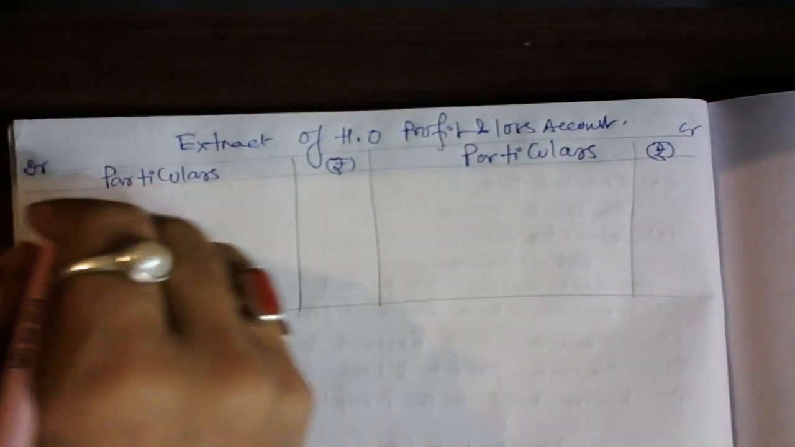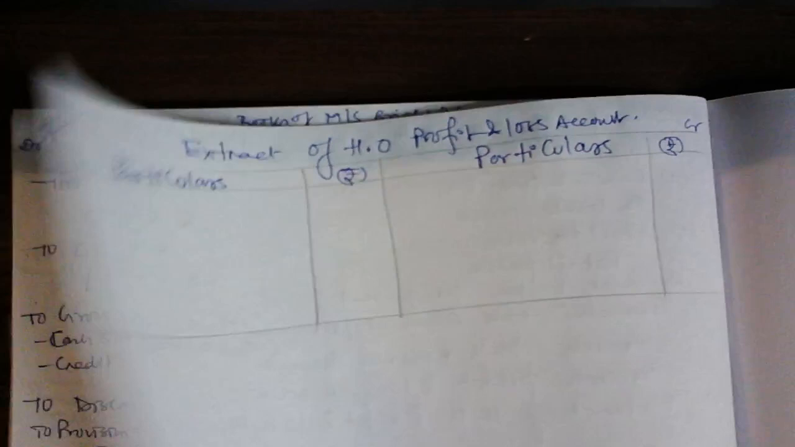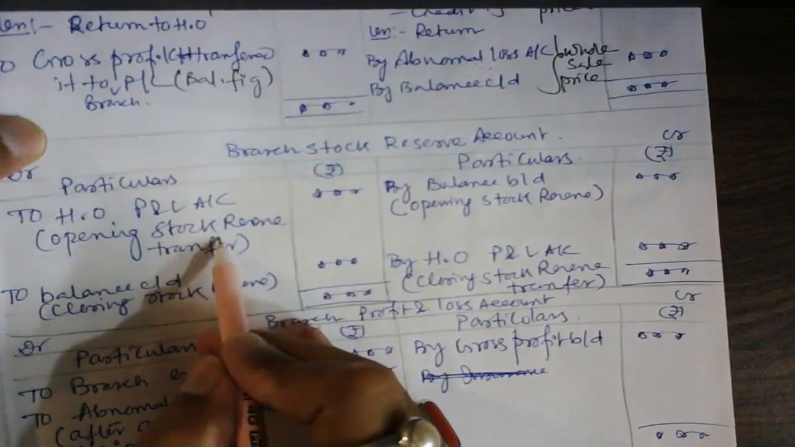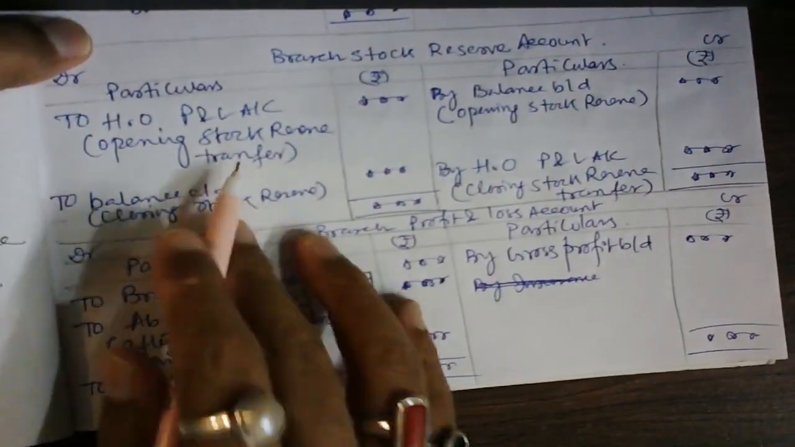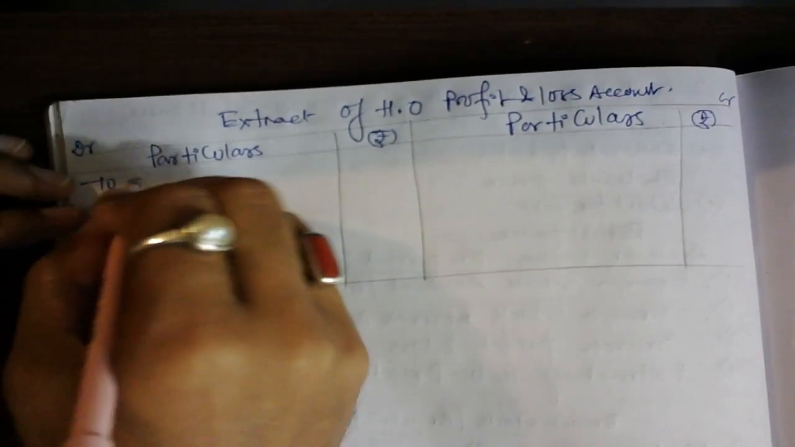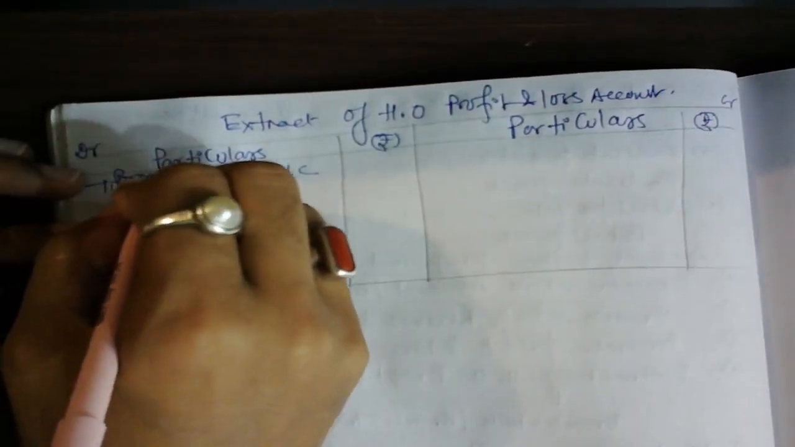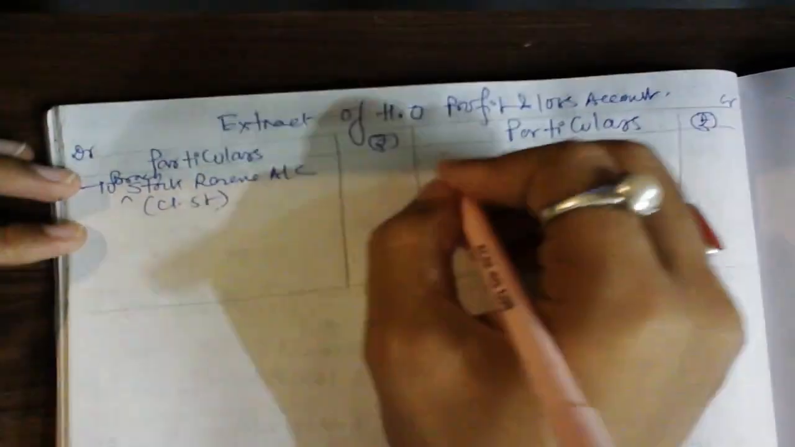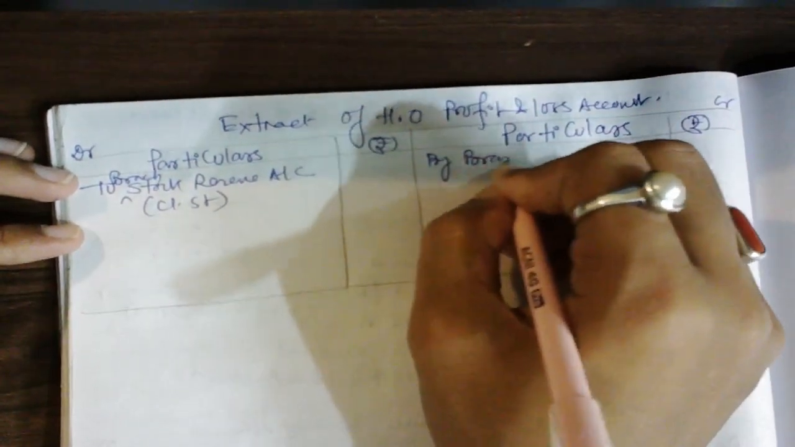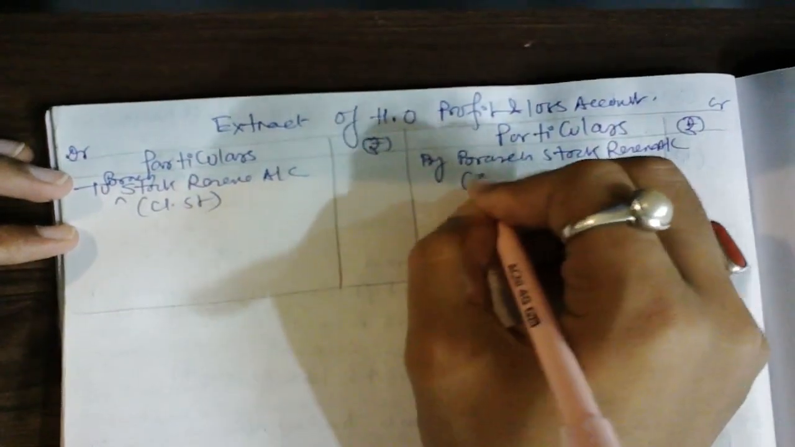Let's solve this. See, this is the HOPL account. We have already done this part in the branch stock reserve. We need to transfer this opening stock reserve and then the closing stock reserve, and also this one. These three we need to do first. Perfect. Now let's see. Here we can transfer to the stock reserve account, that is the closing stock reserve. You can write to branch stock reserve account, it's the closing stock, and by branch stock reserve, it's the opening stock.